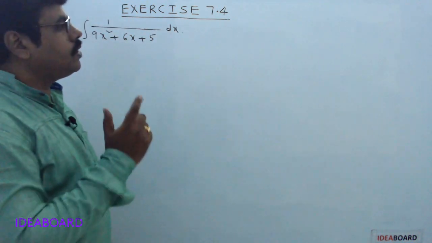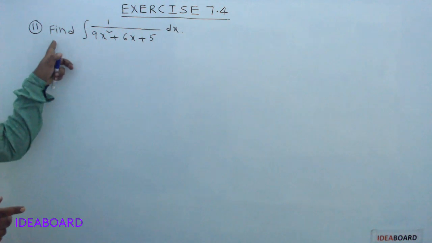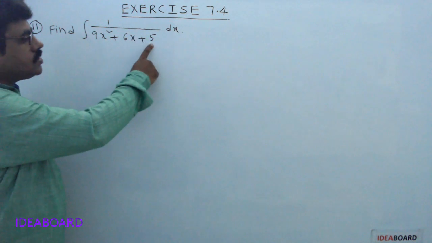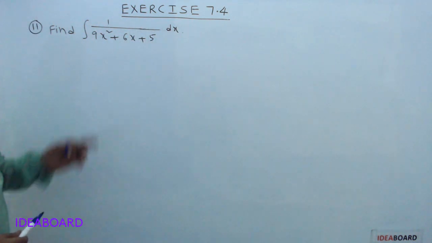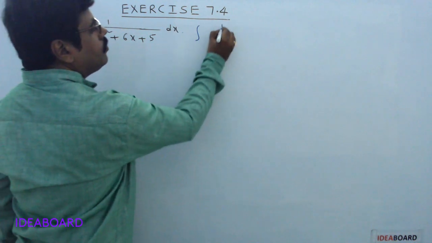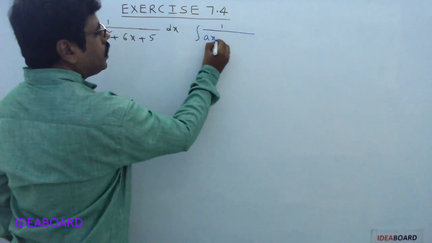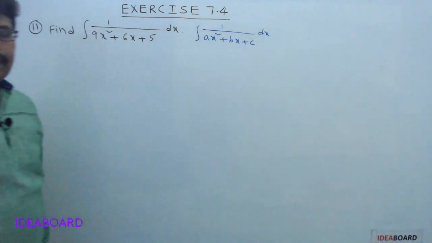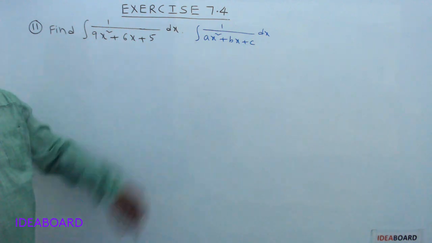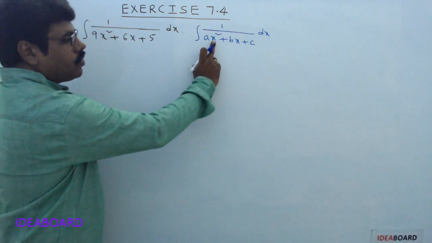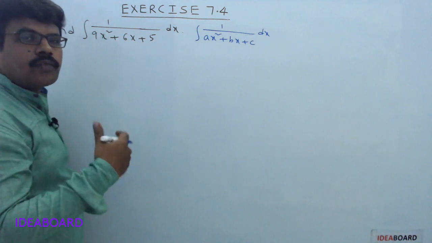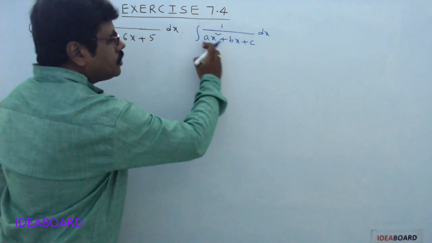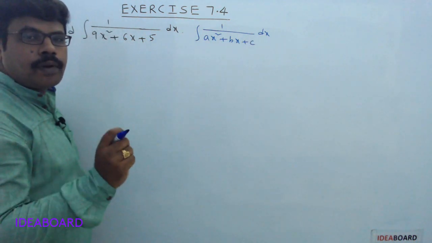Now see one more problem on the same model. Find integral 1 divided by 9x square plus 6x plus 5 dx. Clearly, your given problem is of the form integral 1 divided by ax square plus bx plus c dx. Now, what is the procedure in this form? First, make x square coefficient as a unity. After making x square coefficient as a unity, try to make this denominator expression as a perfect square.